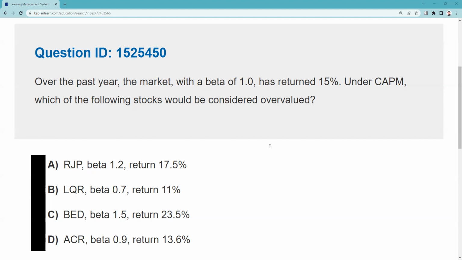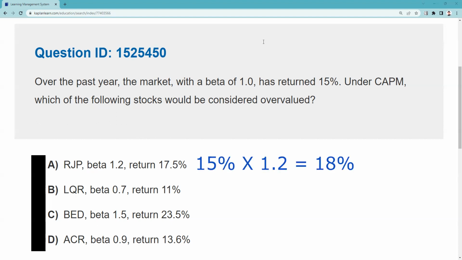So, you know, we have beta and we have alpha. Alpha would be the excess return over beta. And alpha can be negative, right? So now what we need to do is go through these stocks and compare the expected return versus the actual return to see which one of these would be considered overvalued. So that's how we're going to attack. And the test taker requested this question. Maybe they were staring at it going, I don't know what to do. Guess B, whatever, right?